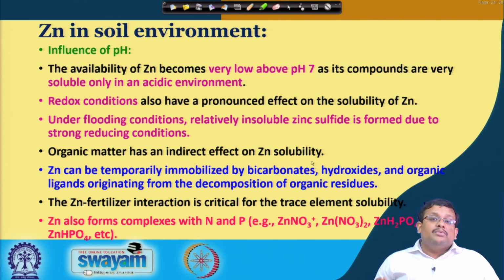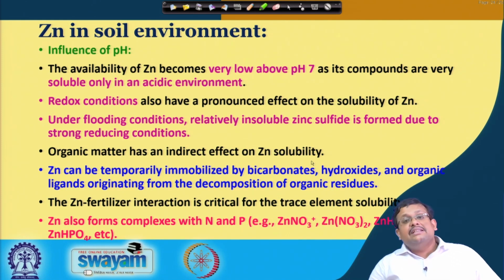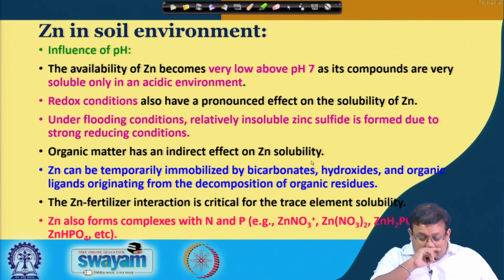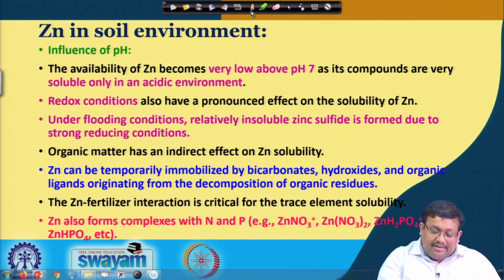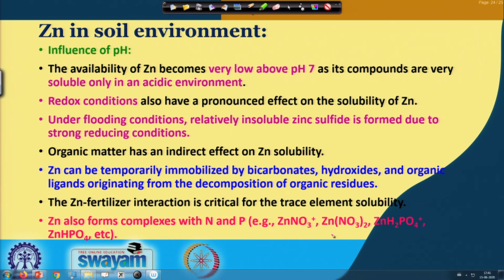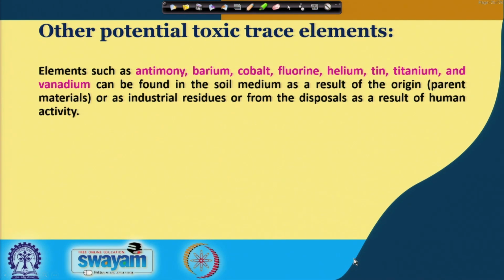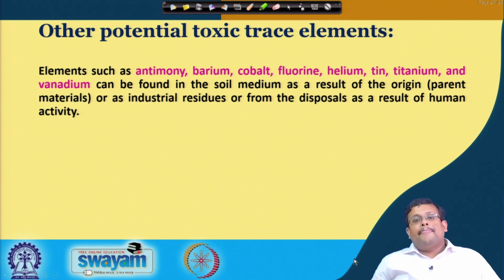Zinc can be temporarily immobilized by bicarbonate, hydroxides and organic ligands originating from the decomposition of organic residues, and the zinc fertilizer interaction is basically critical for the trace element solubility. So, zinc also forms complexes with nitrogen and phosphorus, and you can see here zinc nitrate, zinc phosphate, etc. So, it can form complexes with nitrogen and phosphorus too.